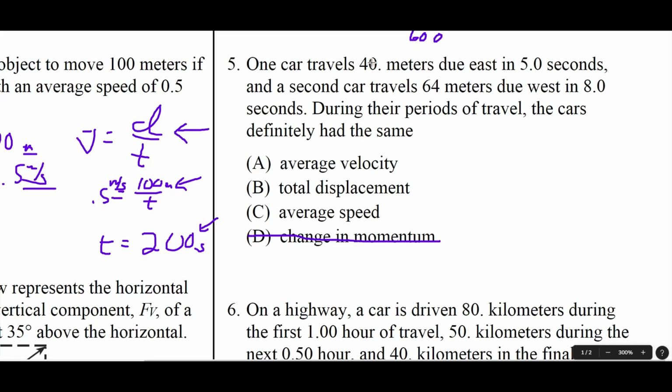Now, one other thing to notice is that one car is moving east and the other car is moving west. That means they're going in opposite directions. That means their vectors by definition must be different. So the average velocity and total displacement would both be different because one would have an east displacement and velocity, and the other would have a west displacement and velocity. So the answer is they have the same average speed. And you could double check by doing 40 divided by 5 and 64 divided by 8 to get that they'd both be going at 8 meters per second speed wise, but in different directions.